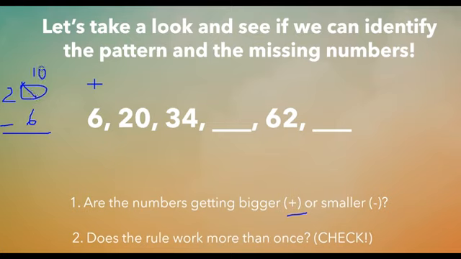That'd be a 10. That'd be a 1. And so I can get 4. 10 minus 6 is 4. 1 minus 0. My rule is add 14.